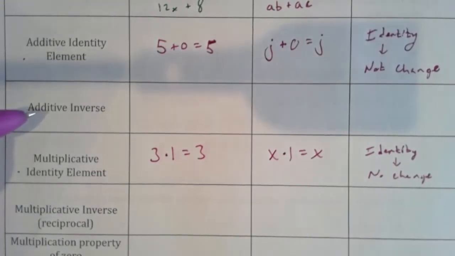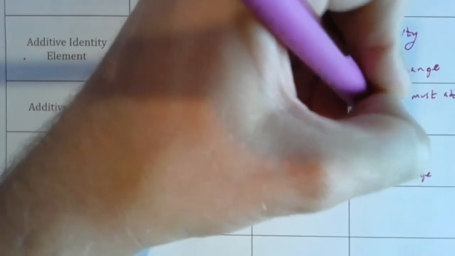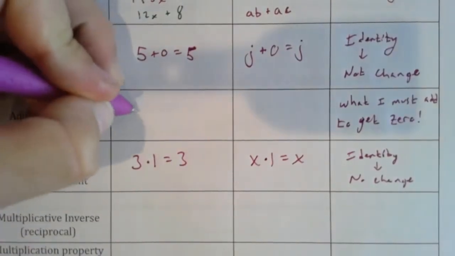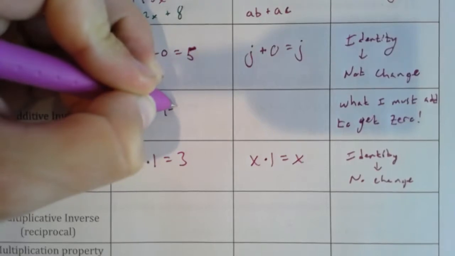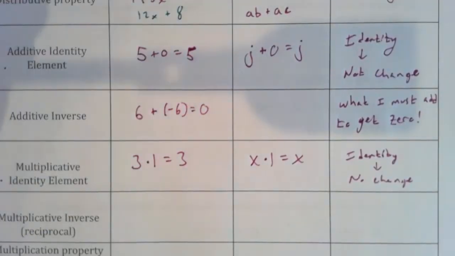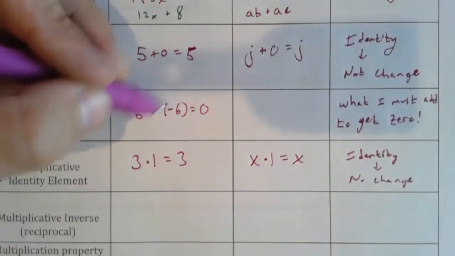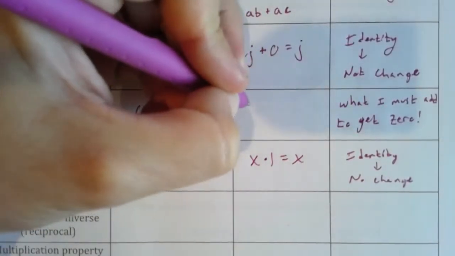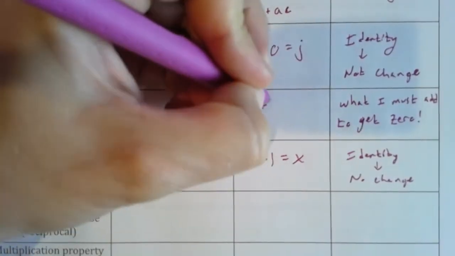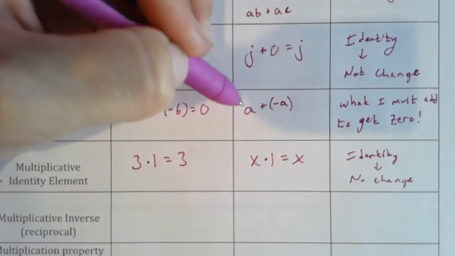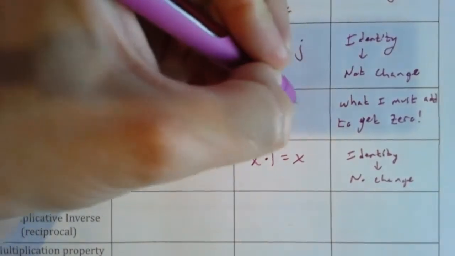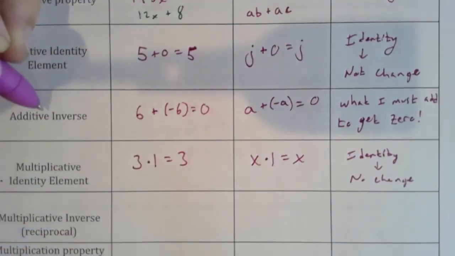Now, the additive inverse is what I must add to get 0. So for this, let's say I have positive 6. Well, I would need to add negative 6 to get 0. So I just take whatever I have and I add the opposite. So for example, if I have a, I would need to add negative a. And it doesn't matter what a is, because if I'm adding the negative of it, it's always going to get me 0. That is my additive inverse.